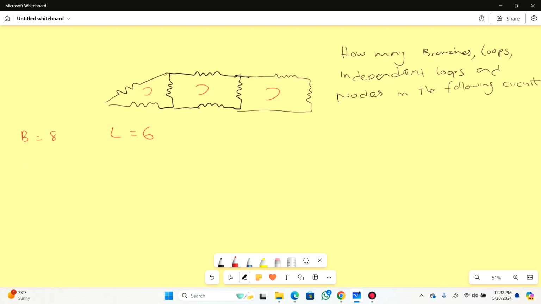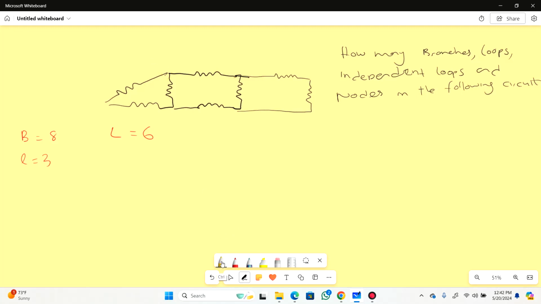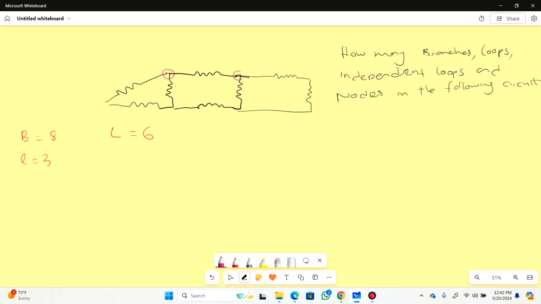Then our nodes, how many nodes do we have? Let us count. We have 1. Let me use another color there. We have 1, 2, 3. Remember, when there's no branch, or rather an element, then it is considered to be one common node. So you have 1, 2, 3, 4, 5, 6 nodes. So my n in that case is 6.